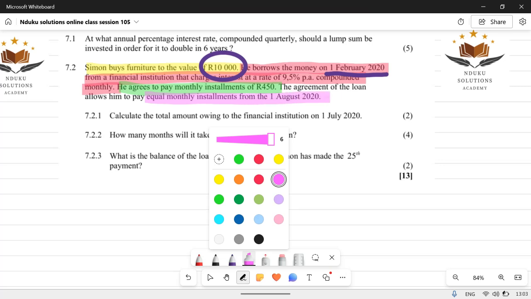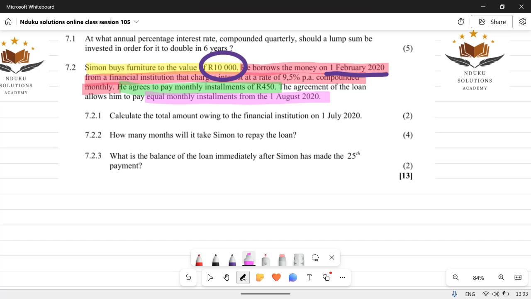When was the money borrowed? On the 1st of February. The agreement of the loan says he will start paying when? On the 1st of August. Good. I hope we understand what is required from us. So this is the problem that we are having, and as part of the agreement, let's see what is actually happening. Let me just do a mini timeline here.